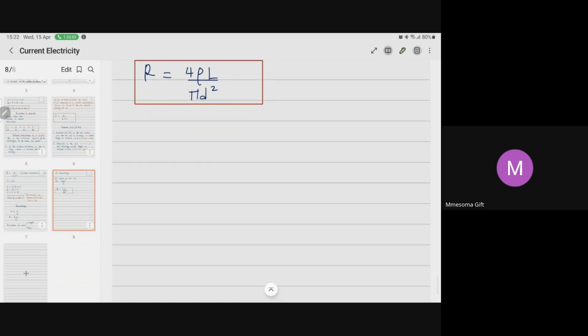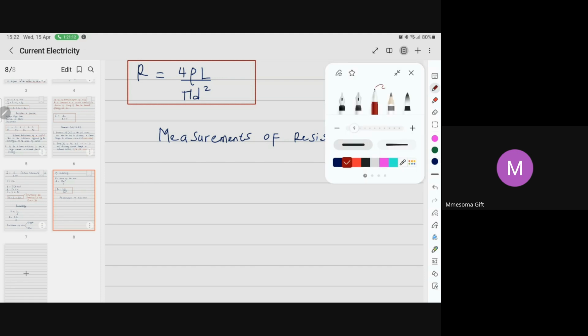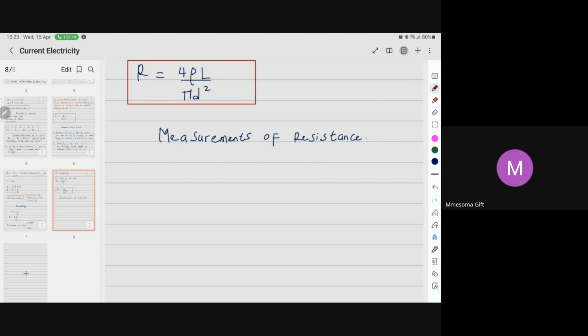Measurements of resistance. There are different instruments we can use to measure resistance. One of them is the Wheatstone bridge. At this point, we're not looking at the principle behind it. You just have to know how to apply it, all right?